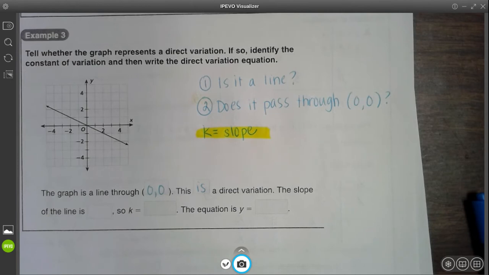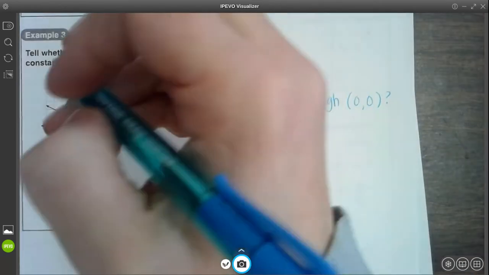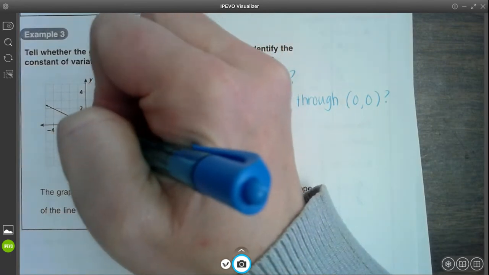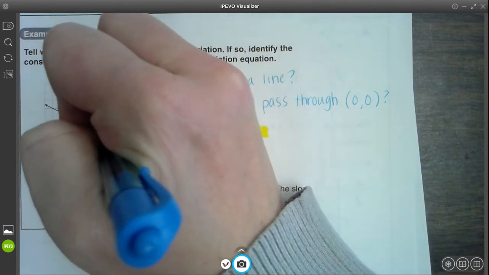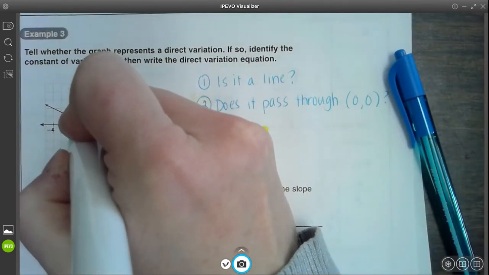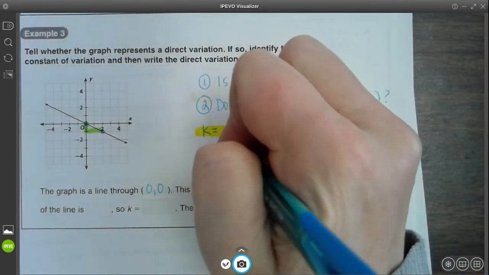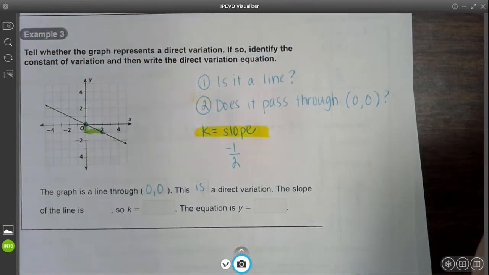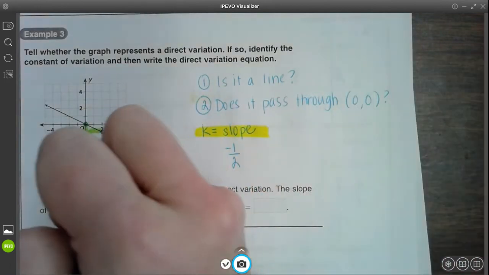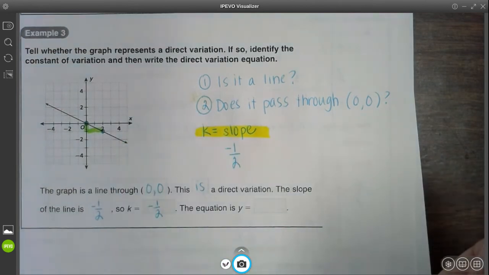So we are going to count our rise over our run. Now this graph doesn't give me points, so I'm going to pick some. It goes through that origin really nicely. And then I see right here at positive 2, negative 1, it goes through an intersection nicely on the graph as well. So if I count my rise over my run, it's going down 1 and over 2. That is my slope, so that is the constant of variation. The slope is negative 1/2, so k equals negative 1/2.